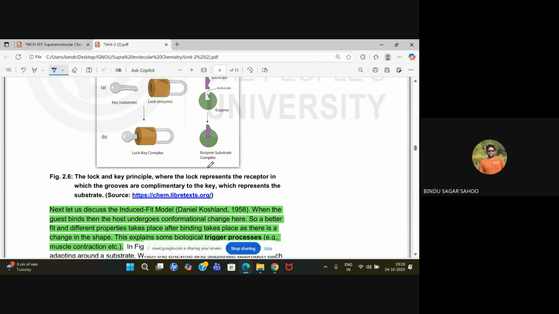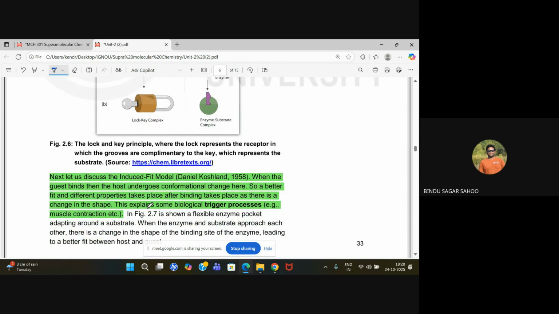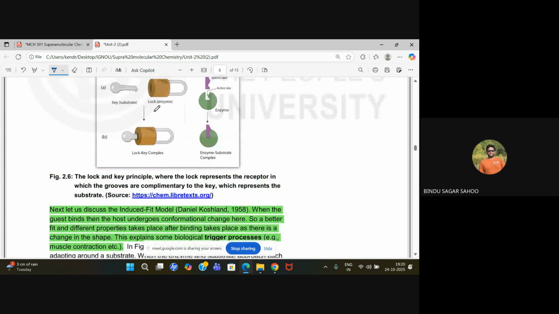Next we can discuss the induced fit model. When the guest binds, the host undergoes a conformational change. That means after the binding of the host molecule with the guest, they can make some conformational change between them, for a better fit or for different properties to take place. Sometimes initially the proper active site or cavity size is available, and in some enzyme and substrate complexes also, after the interaction, they make other conformational changes to form a stable complex.